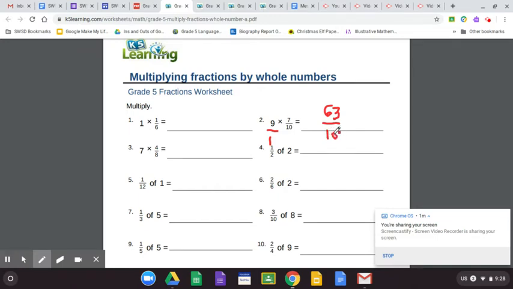So then you're thinking about how many times does 10 go into 63, because you can't leave it as an improper fraction. It's improper because the numerator is bigger than the denominator. So you think about how many times does 10 go into 63, which would be 6 and 3 tenths.